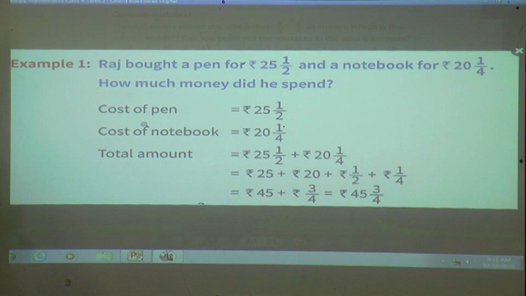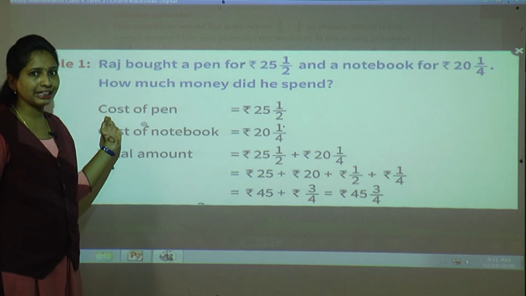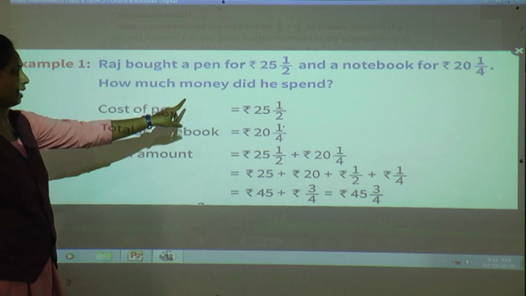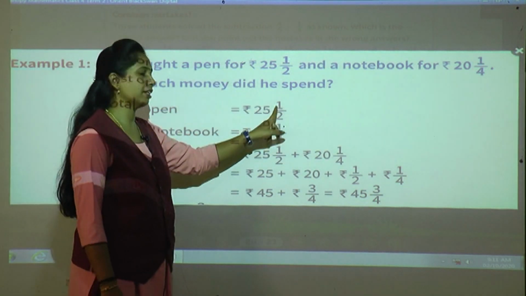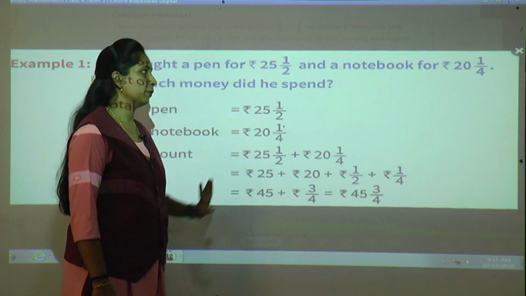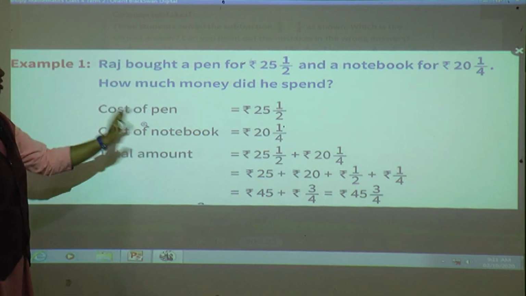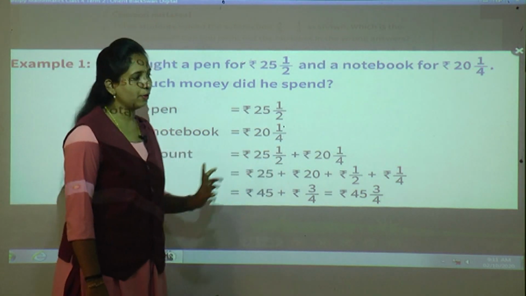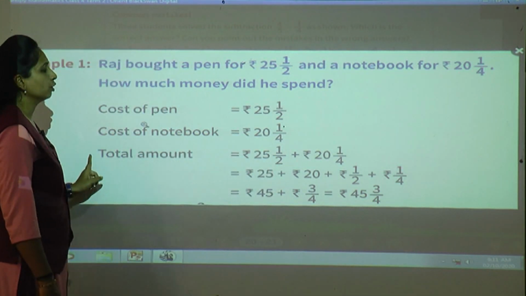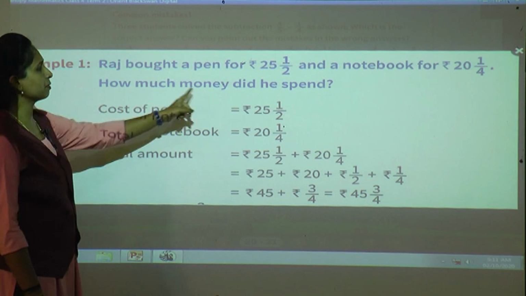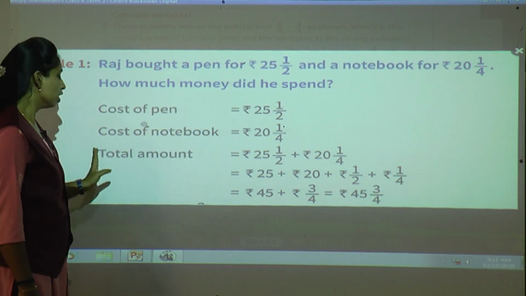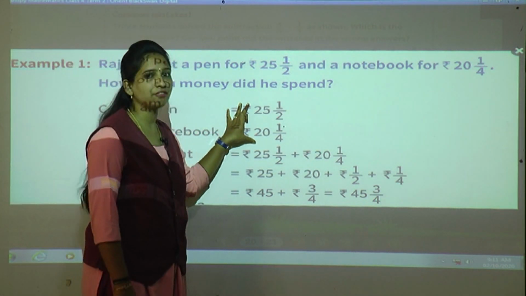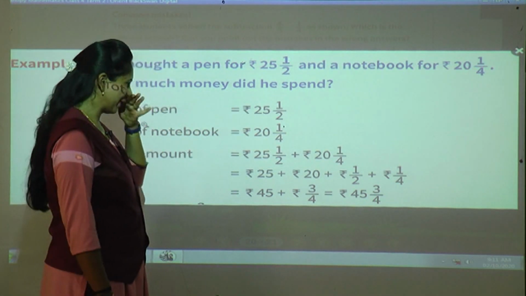So first you have to write the given information. What is the given information? Cost of the pen, they have given rupees 25 1 upon 2. And the cost of the notebook also they have given, rupees 20 1 upon 4. Now we have to find out how much money he spent in all. So the total amount is equal to, what are we supposed to do? We have to add both the numbers.